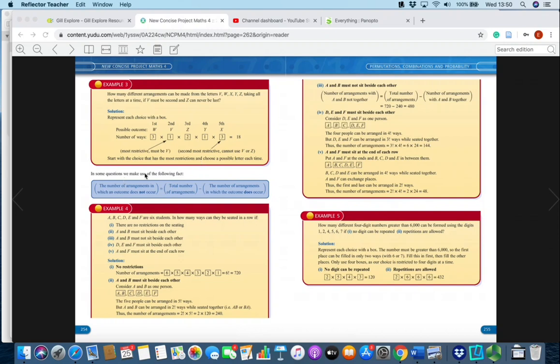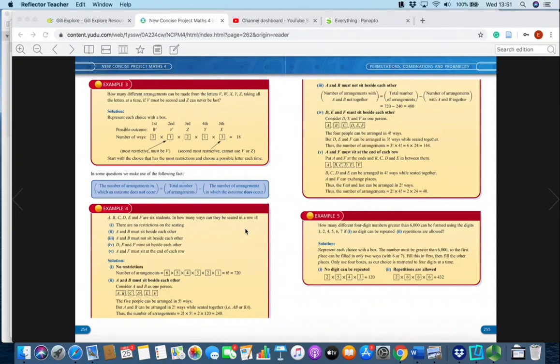In some questions we make use of the following fact. The number of arrangements when an outcome does not occur is the total number of arrangements minus the number of arrangements in which the outcome does occur. Okay, and this example 4 here would be quite a common one in a Leaving Cert exam paper.